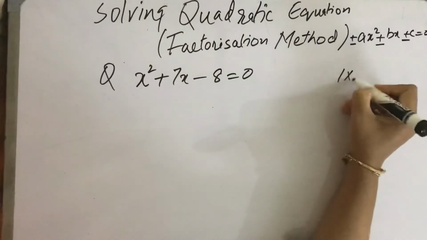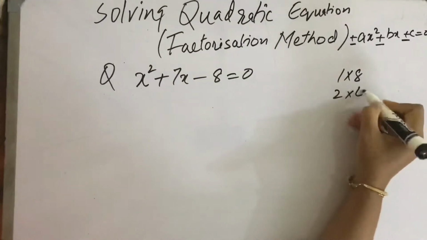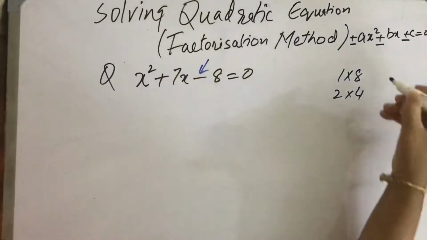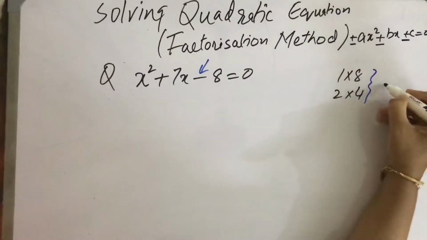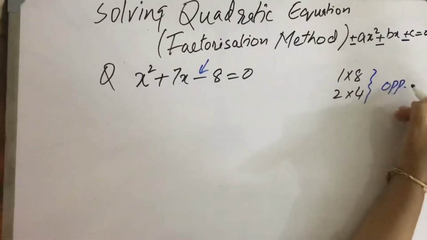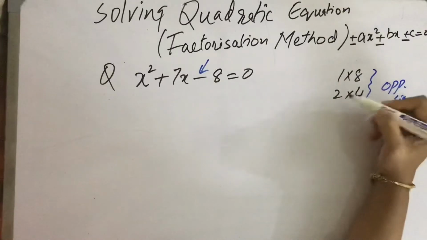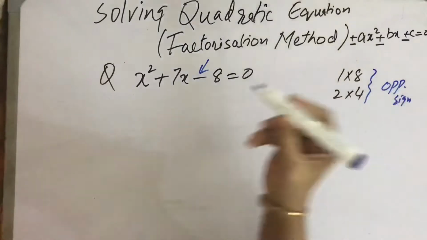You have to take the factors of 8. All factors of 8 are 1 and 8, 2 and 4. Now this is negative. It means you have to subtract the factors. The factors will have opposite sign. So when we subtract 1 from 8 we get 7. Definitely when we subtract 2 from 4 we will not have 7.